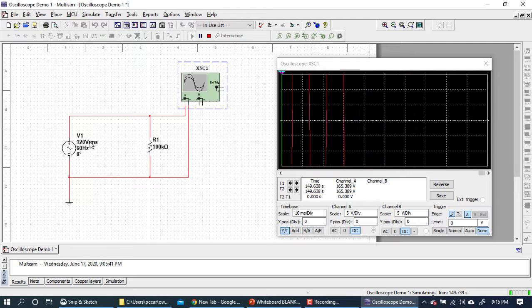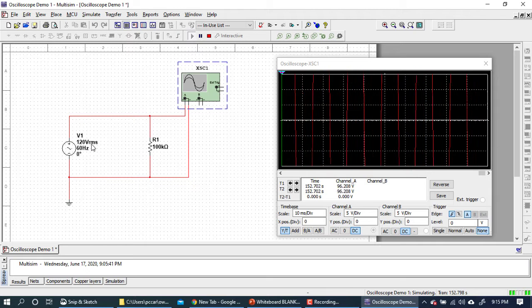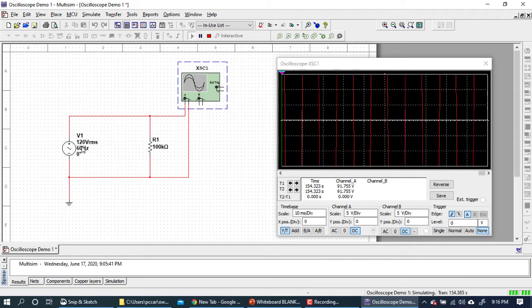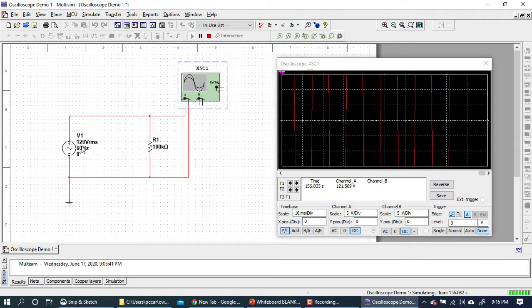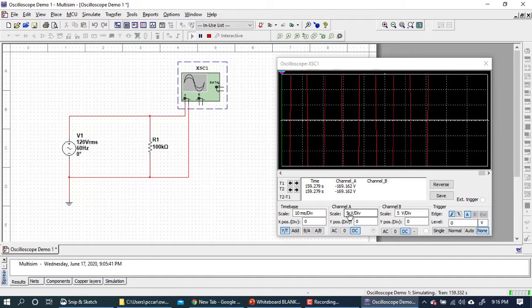So we already know that we're working with a voltage that's very high. In this case, it says 120 volts RMS. We'll come back to that. So let's begin to adjust our channel A scale, which is our volts per division.